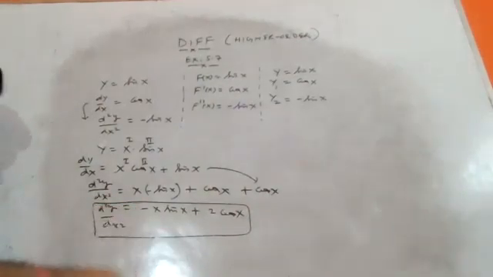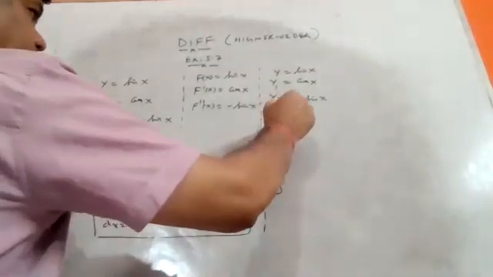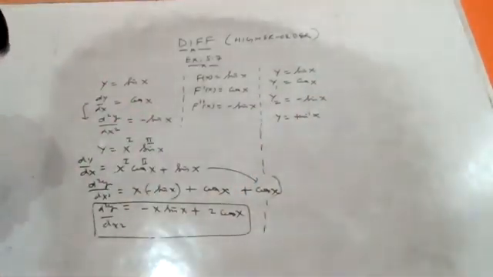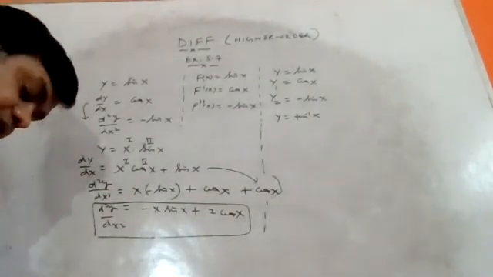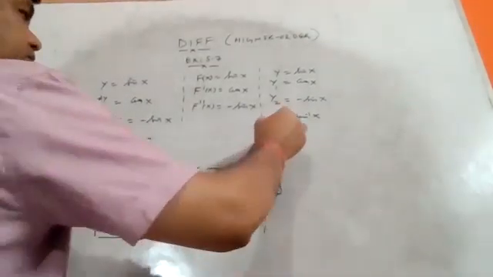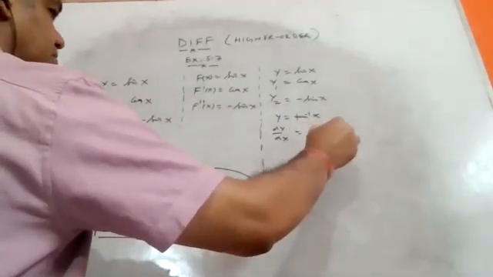If we have a question like y is equal to tan inverse x, then they ask find dy upon dx and d2y upon dx square also. So dy upon dx is what? Tan inverse x differentiation is 1 upon 1 plus x square.